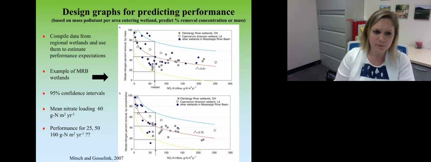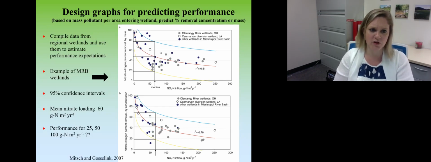All right, so this is compiled from regional wetlands, and it's used to estimate performance expectations. So it has a 95% confidence interval, so you can tell, particularly if we look here at this median, this is probably around 60 grams of nitrogen per meter square per year. We can go anywhere from around 20% removal up to 78% removal. So there's a pretty wide change.